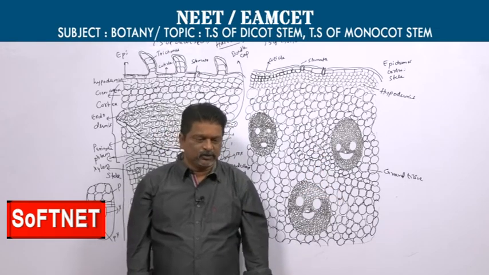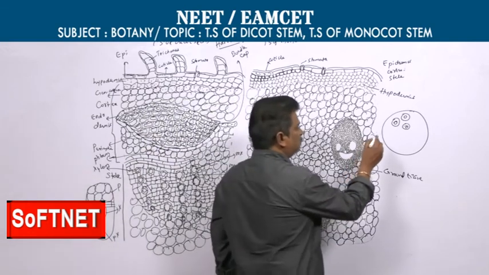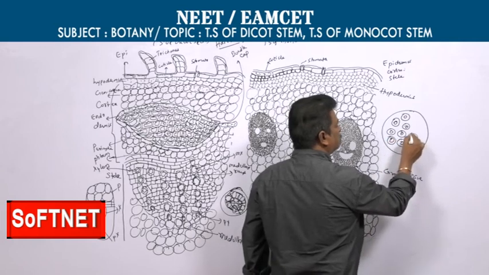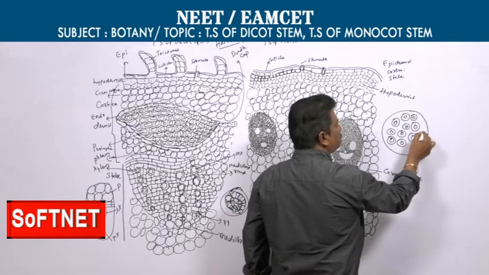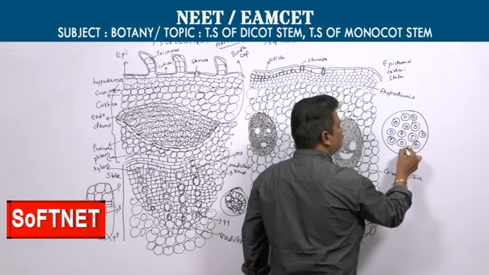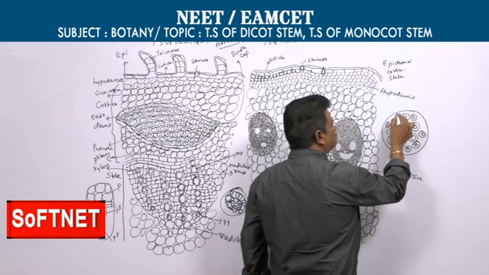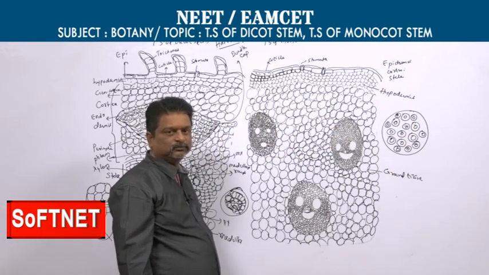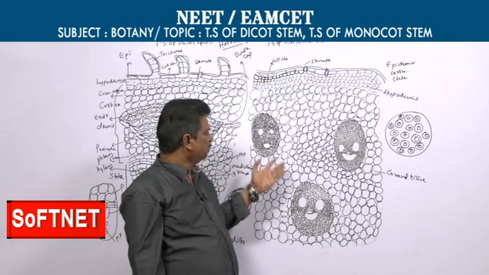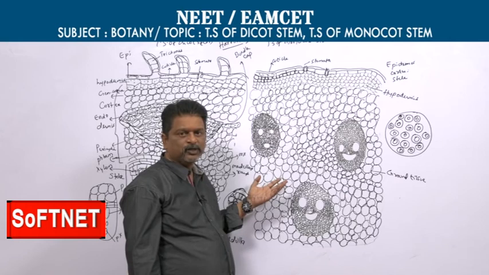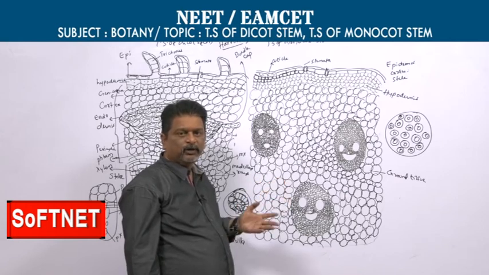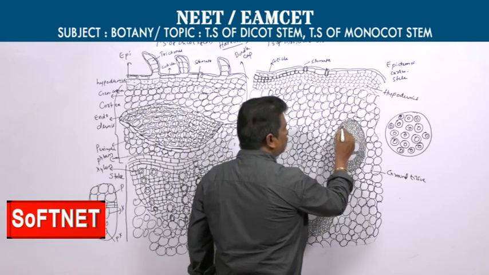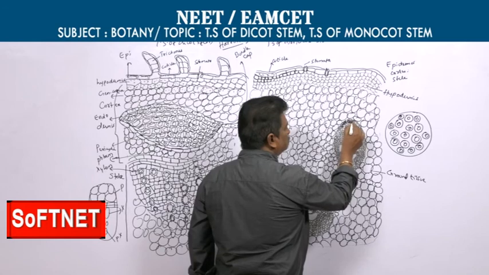Then, in monocot stem, the stele is called atactostele, in which scattered vascular bundles are present. So, in monocot stem, vascular bundles are scattered. Such a stele is called atactostele, and atactostele is an advanced type. The stele includes only vascular bundles because pericycle, medulla, and even medullary rays are absent.